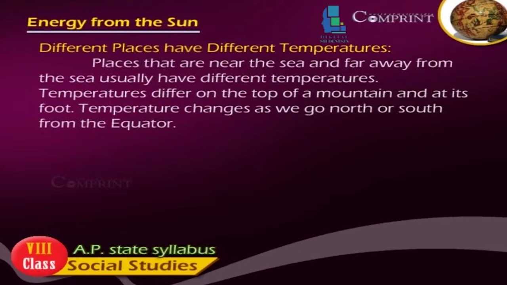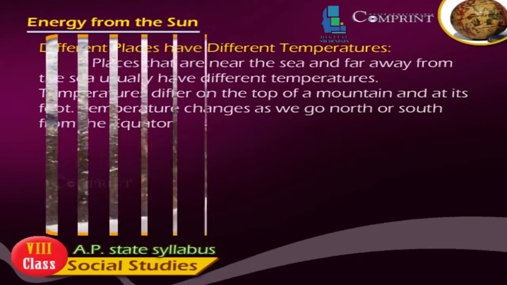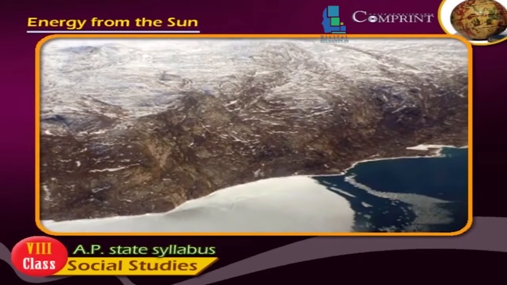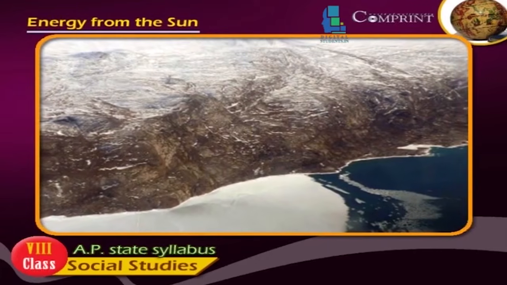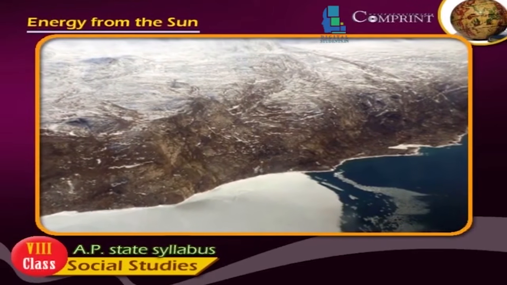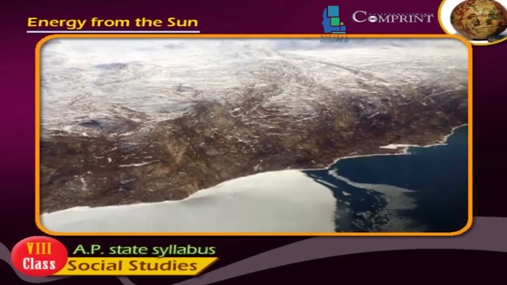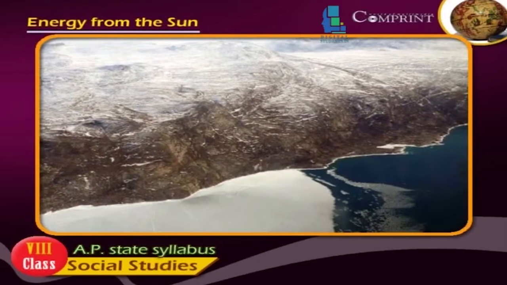Different places have different temperatures. Places that are near the sea and far away from the sea usually have different temperatures. Temperatures differ on the top of a mountain and at its foot. Temperature changes as we go north or south from the equator.